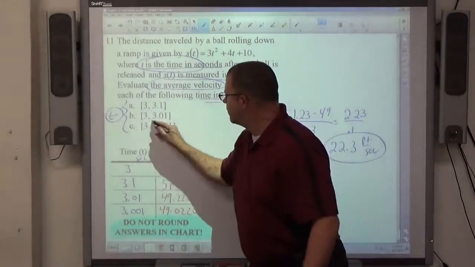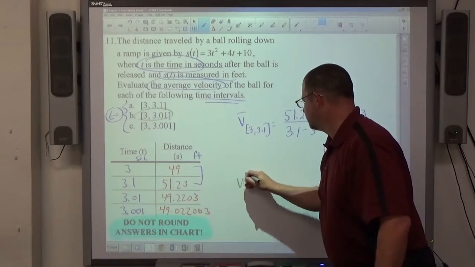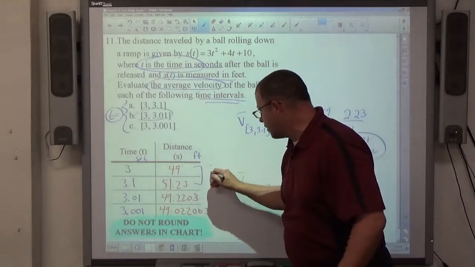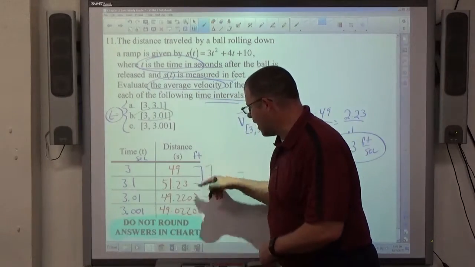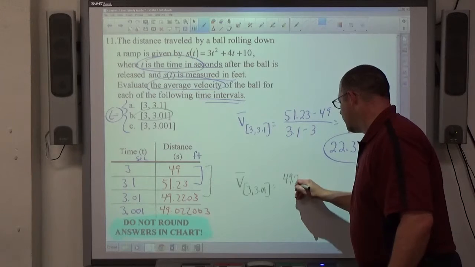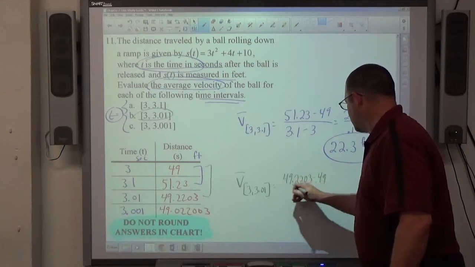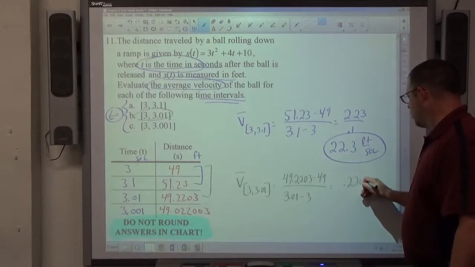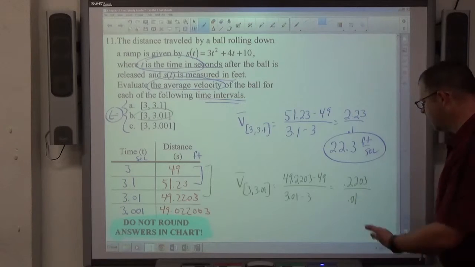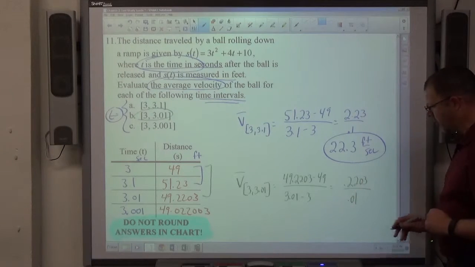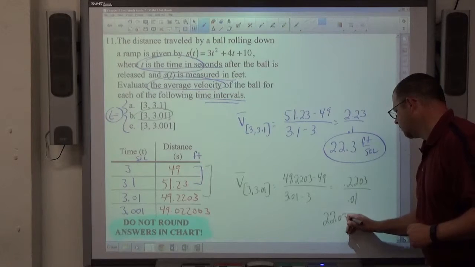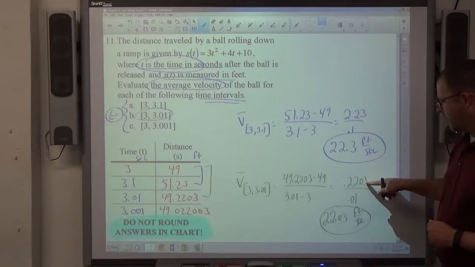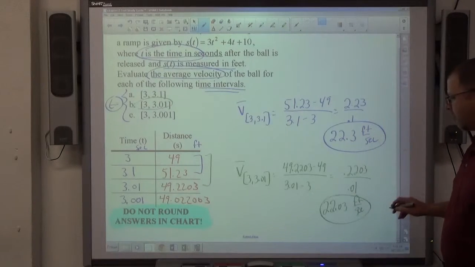Second one, this one, 3 to 3.01. Now they're asking me what's the average velocity from 3 to 3.01, so from this point to that point. So 49.2203 minus 49 over 3.01 minus 3. That comes to 0.2203 on top over 0.01 on the bottom. Dividing, both decimal points move 2 spaces over. That comes out to 22.03 feet per second. It traveled that many feet in that many seconds. Divide it out, you get the average velocity.